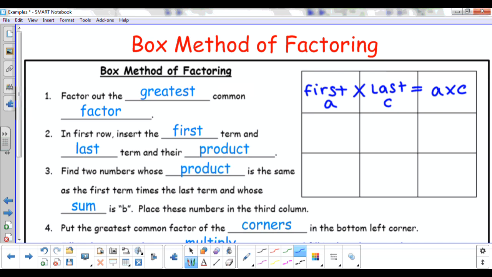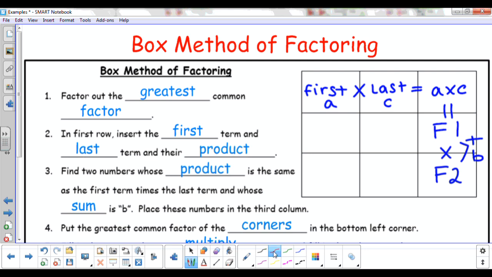So now we need to find two numbers that are going to multiply to give us that product of A times C, but those two numbers also have to add up to our B term. So those two factors are going to go below the A times C in that third column. So one of my factors will go here, the other factor will go below it. So we want them to be able to multiply up to that top corner, but we also want those two numbers to add up to give us our B term as well.